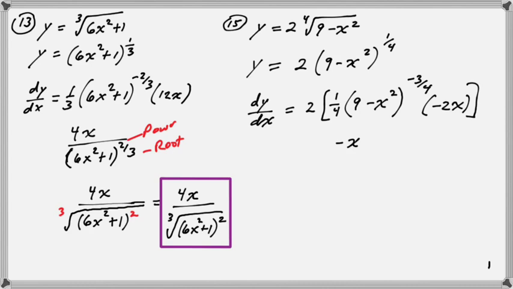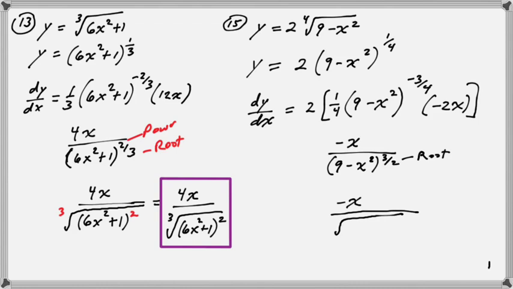So I think you simply have a negative x and a 9 minus x squared to the 3/2 on the bottom, which is a negative x. And again, it's power over root. So what's the root? It's a square root of 9. Let me use parentheses. Of 9 minus x squared to the 3rd.